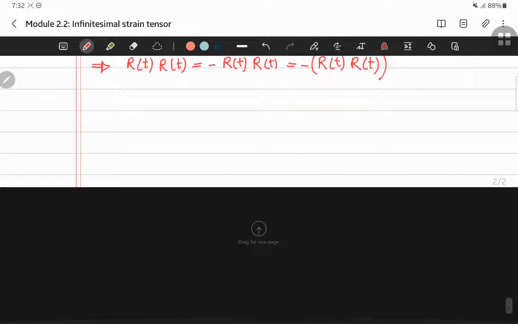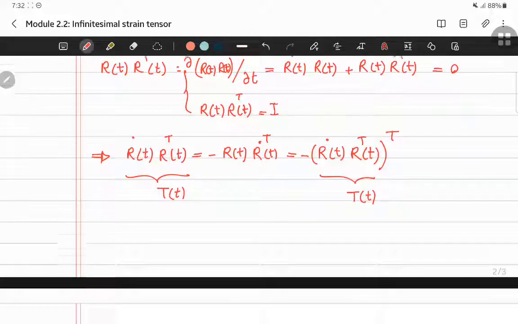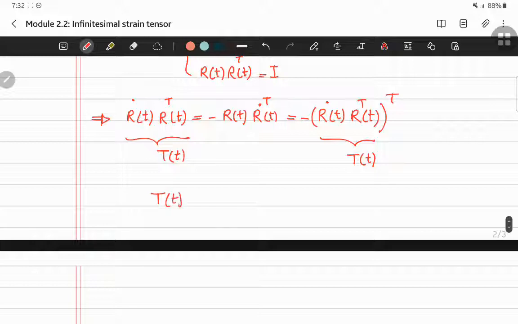So if you recall, we have this kind of matrix. Let's call it T of T, for example. And here we have the same tensor, T of T, and this T of T is basically equal to minus T of T transpose. So a tensor is equal to minus its transpose.